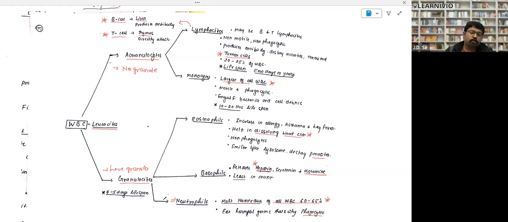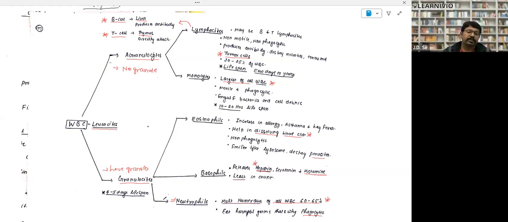So WBC or leukocytes are of two types: agranulocyte and granulocyte. Agranulocytes are those which do not have granules in their protoplasm. They are further of two types: lymphocyte and monocyte. Lymphocyte may be B lymphocyte and T lymphocyte. Try to understand.